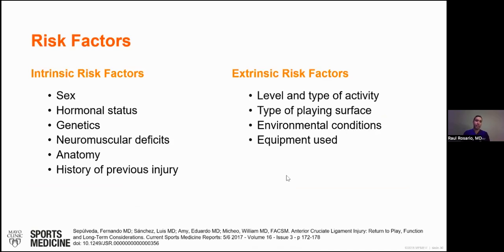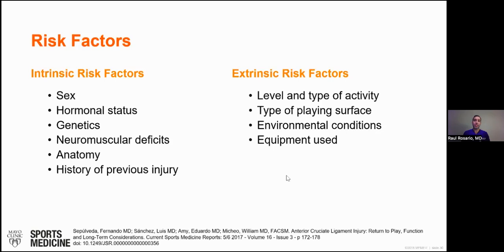Intrinsic would be like sex or gender. It would be more females, hormonal status. There's some data that depending on what stage of your period the females are in, it can increase the chances at that stage. And there's some genetics involved. There are muscular deficits and problems in anatomy, and a history of previous ACL predisposes you to having a second ACL. Extrinsic risk factors would be the level and type of activity.